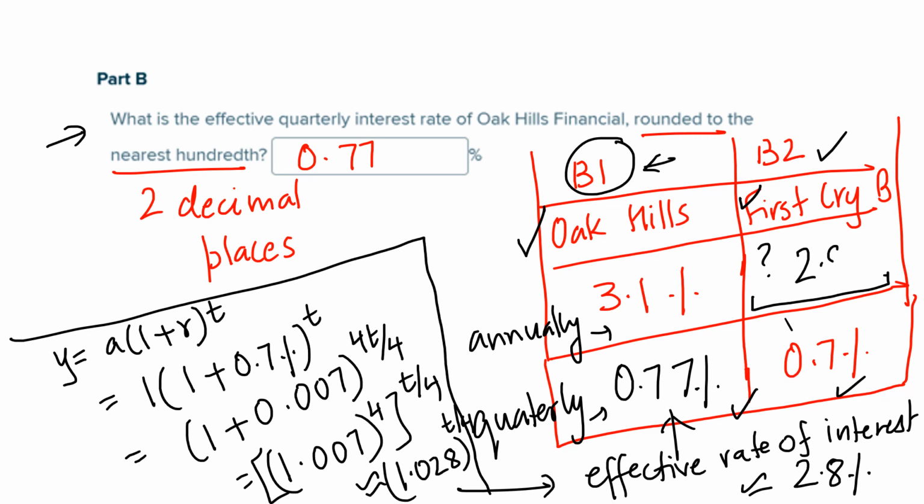So now we are double sure. We can see that here definitely First Cry Bank, or the second bank, is giving quite a lower rate of interest when we compare to Oak Hills. So now we are confident that Tariq is going to choose Oak Hills as his bank. It's a better bank for Tariq to open his savings account.